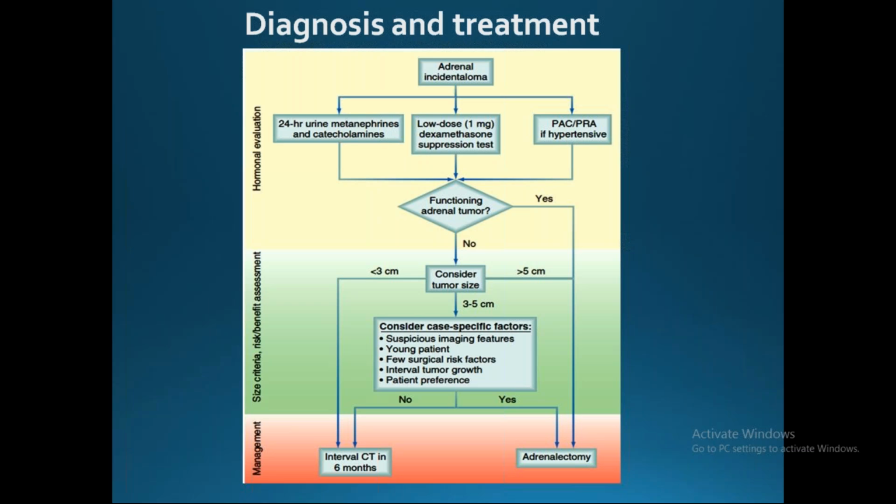If it is more than 5 centimeters, go for adrenalectomy. If it is less than 3 centimeters, you can follow up the patient with the help of CT in the next 6 months. If the size is between 3 to 5 centimeters, look for the following features: suspicious imaging features, less surgical risk, interval tumor growth, and patient preference. If these factors are yes, go for adrenalectomy. If these are no, you can scan the patient every 6 months with CT and follow up.